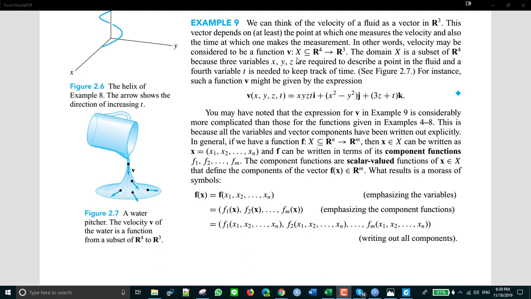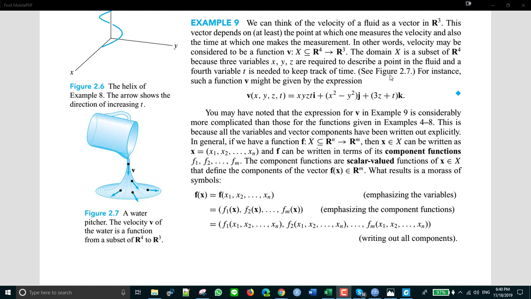Now, well, let me just finish that. From R4 to R3. Now, this x, remember, just means that we don't have to take all of R4. It might be some subset of R4. So that's what this is doing. A little bit confusing, but we have to get used to that. For almost all the time, we can just say it's from R4 to R3. So anyway, velocity may be considered a function v from R4 to R3. The domain x is a subset of R4 because 3 variables, x, y, and z, are required to describe a point in the fluid, and a fourth variable is the time.